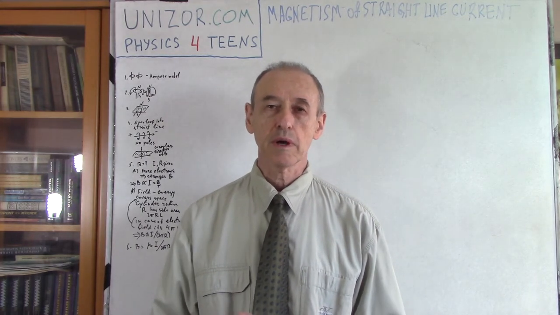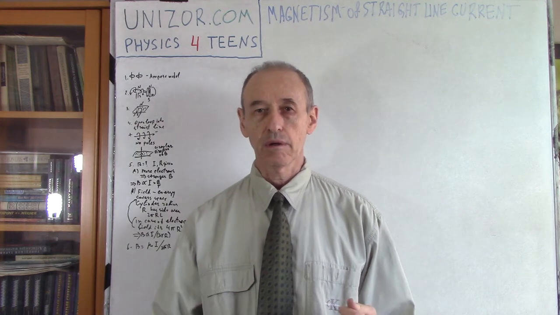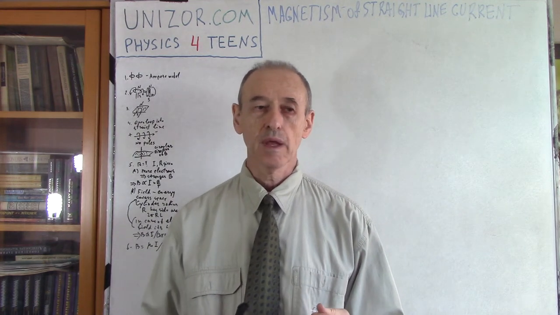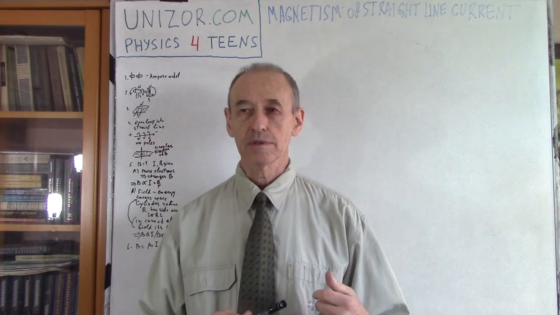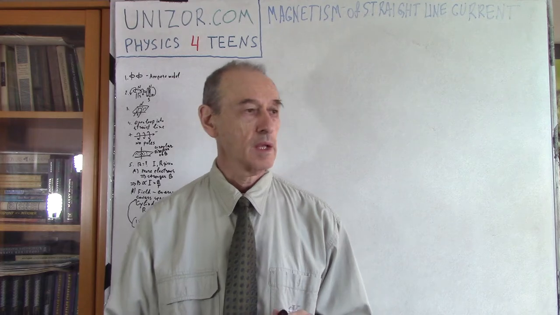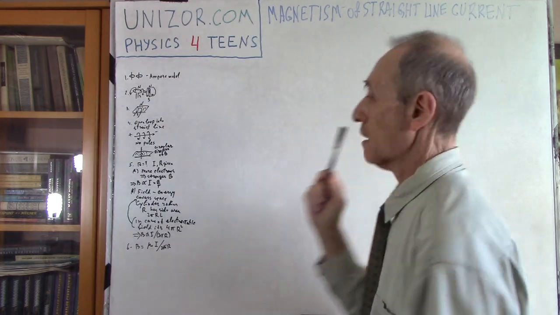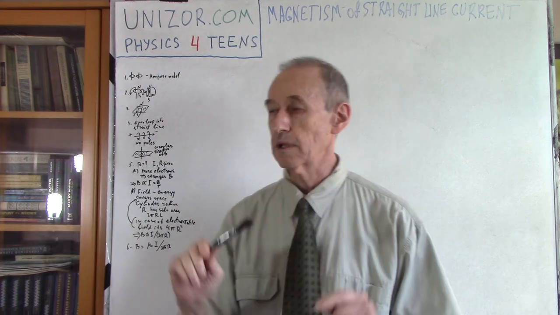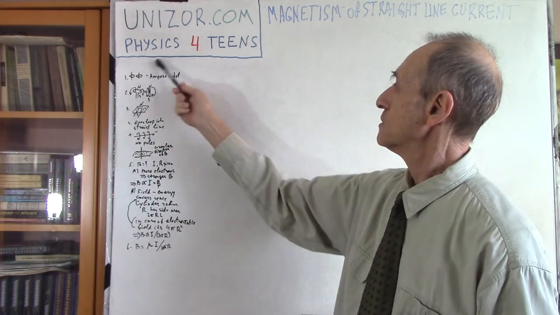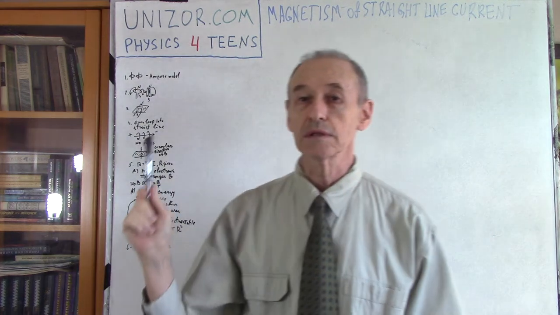Before we were talking about how a permanent magnetic field acts on the electric current. This lecture is about the magnetic field which is produced by electric current. This lecture is called Magnetism of a Straight Line Current, so we're talking only about straight line current. It's part of the course called Physics4Teens presented on Unizor.com.